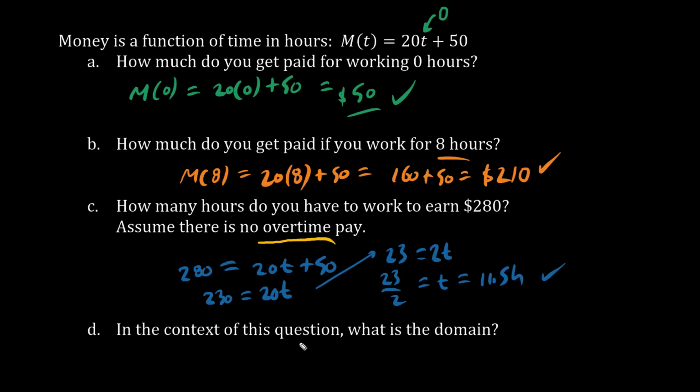In the context of this question, what is a domain? Now we're talking about the possible t values. This here is the independent variable, and money depends on this independent variable t, time. Now there is no such thing as negative time, so we'll say that t is greater than or equal to 0. And technically, there is a limit to how many hours any human being can work, but this really depends on the individual. So we'll just say that time is greater than or equal to 0.